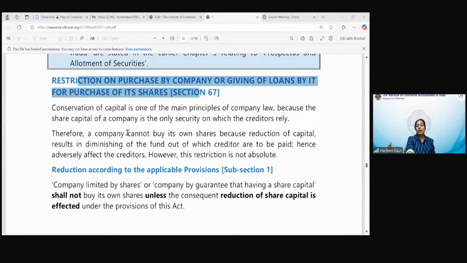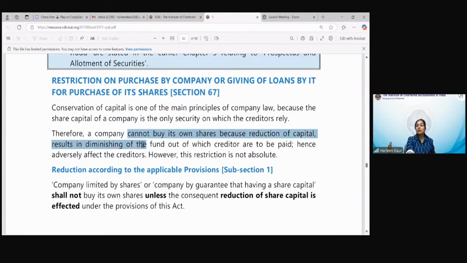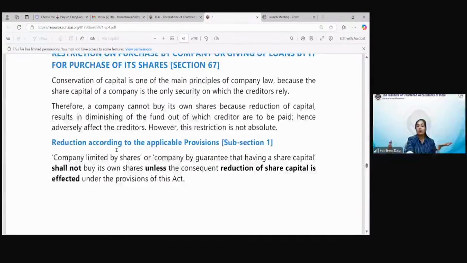No company can buy its own securities because reduction in the share capital leads to diminishing of the funds where the creditors have to be paid. So creditors will definitely get affected if you are reducing your share capital. So I told you only the reduction of share capital is the process which you have to follow under section 66. Apart from that, you cannot buy your own shares.